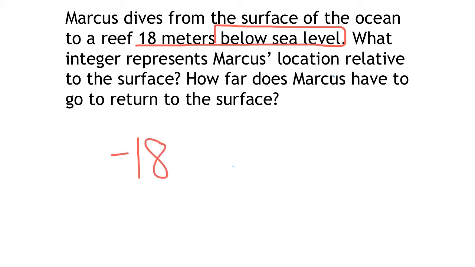How far does Marcus have to go to return to the surface? Well, if he's under the water, he has to go back up to get to the surface, so his return is going to be a positive 18.